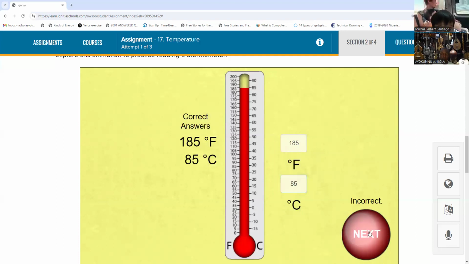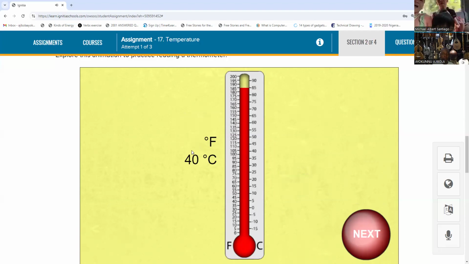Show 40 degrees Celsius on the thermometer. Click and drag the mercury to the correct level. Click the next button to check your answer and go to the next problem. So it said 40 degrees Celsius, okay? So this is 40 degrees Celsius. Make sure you concentrate. This is correct.